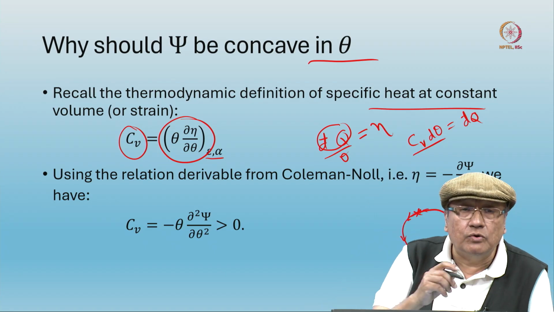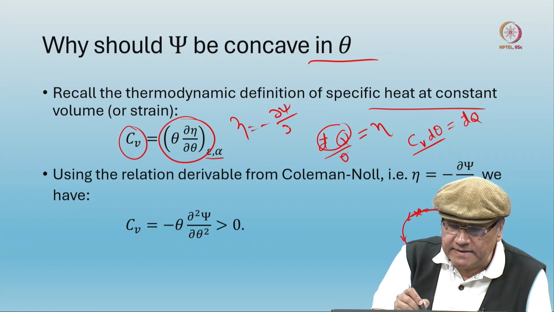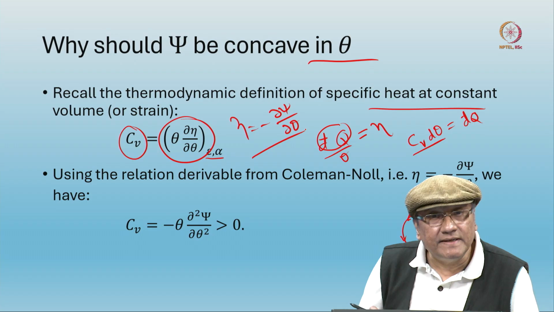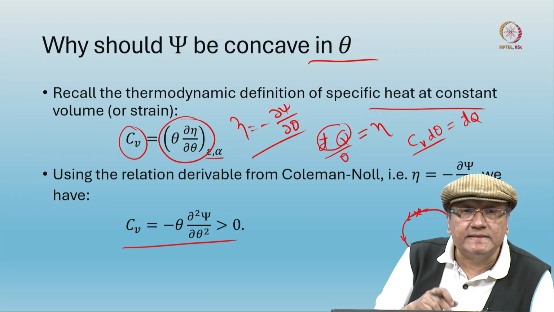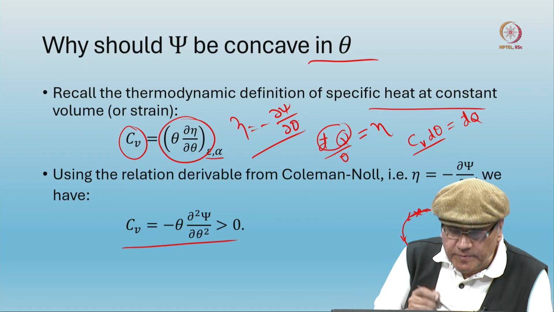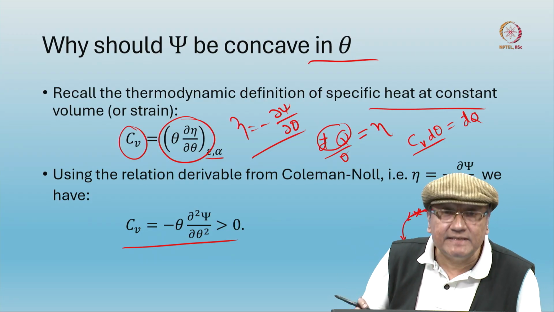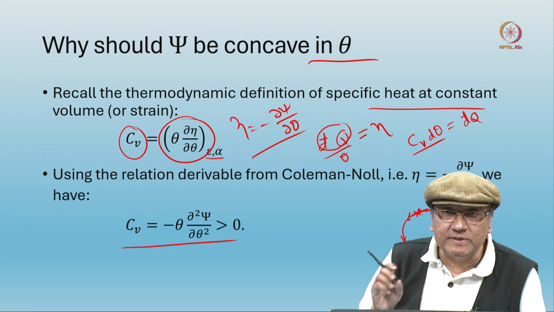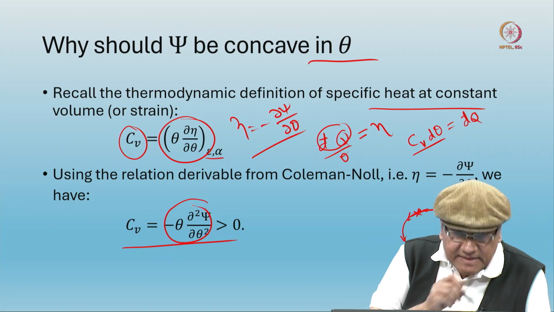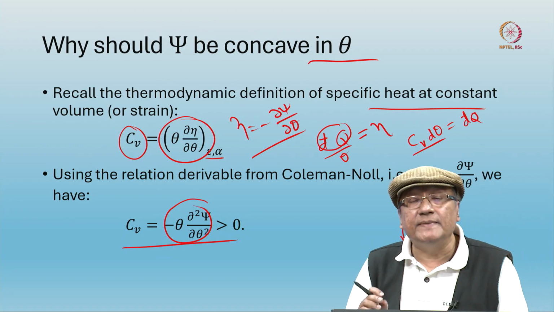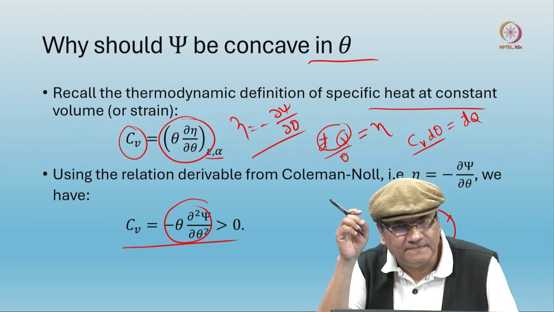But we already know from the closure that eta is actually minus del psi by del theta. We have already seen this, right. So, if you put this, then we see that CV is minus theta del square psi by del theta square. But CV has to be greater than 0, because if you put some heat, you expect the temperature to rise, or at least it should not reduce. So, CV has to be greater than 0. That means given that theta is positive, del square psi by del theta square must be less than 0. That means psi has to be concave in theta.